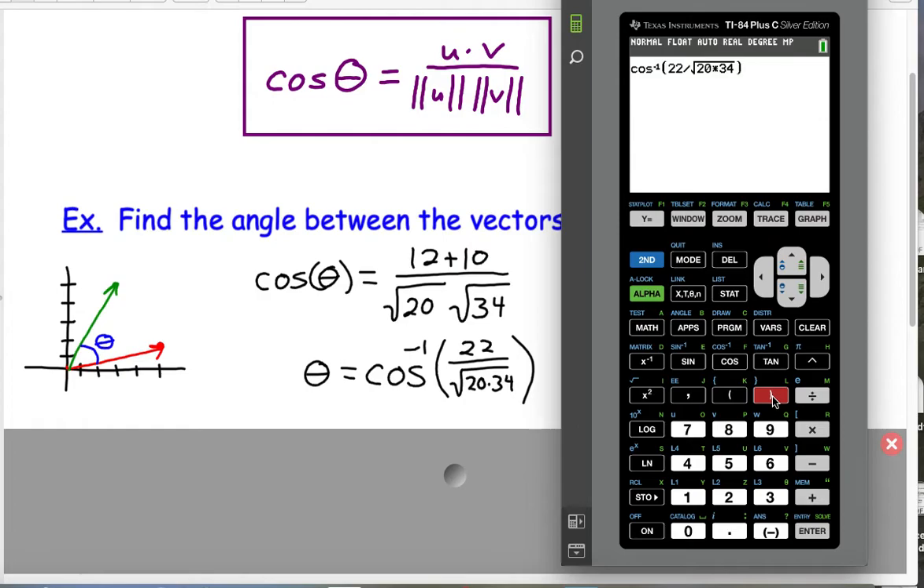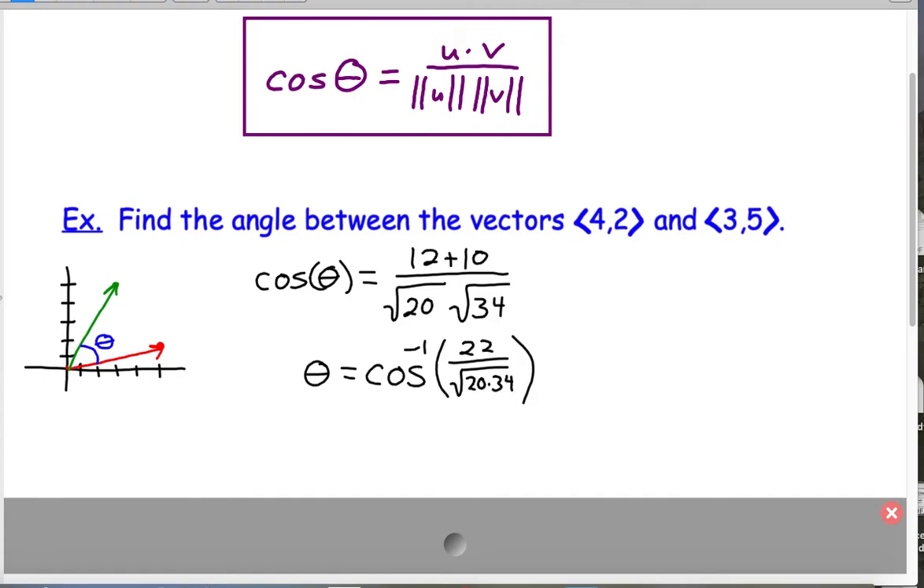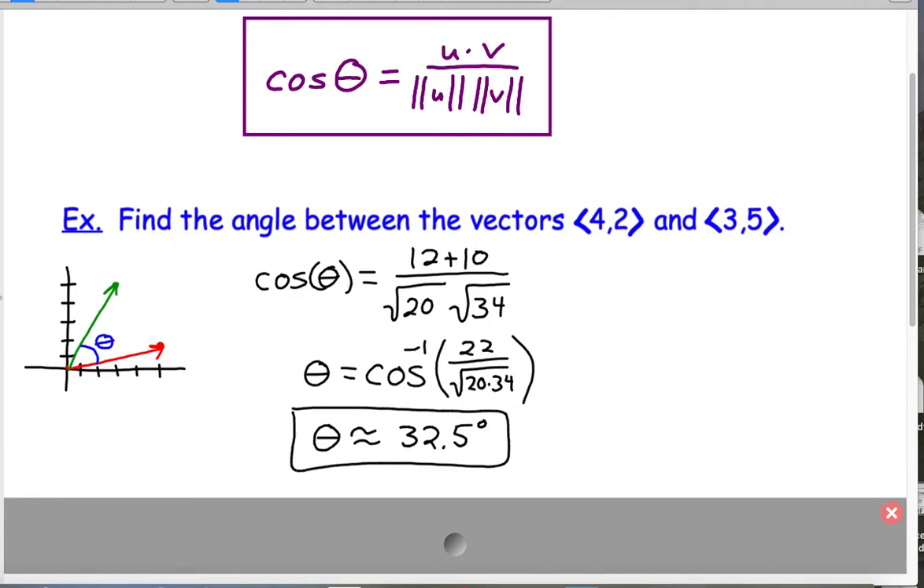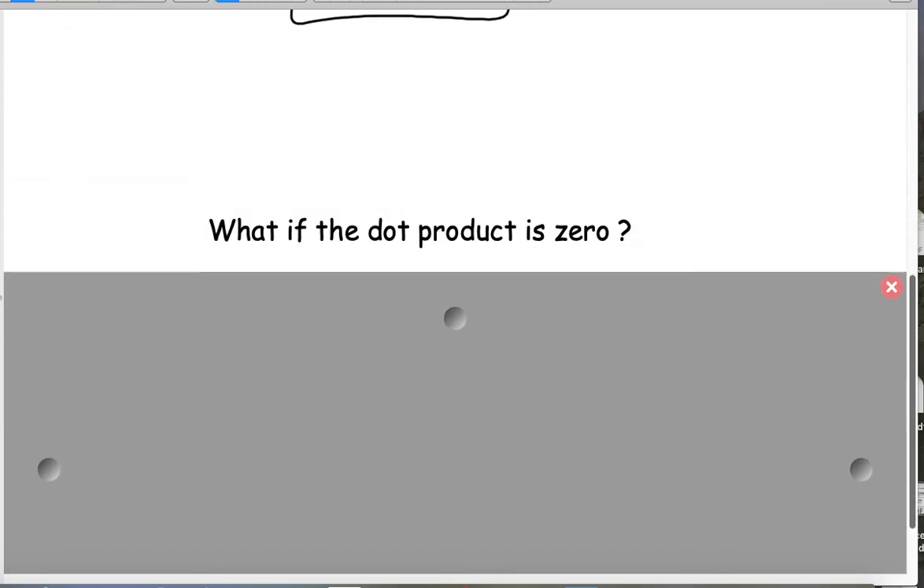Double check everything looks good. 32.47 degrees. So I'll round it, I'll say 32.5 degrees. So theta is approximately 32.5 degrees. And looking at the picture, and my picture isn't perfect, but it's close enough that seems to make sense. So that looks pretty good. All right, so that's how we can use our dot product to help us figure out the angle between them.